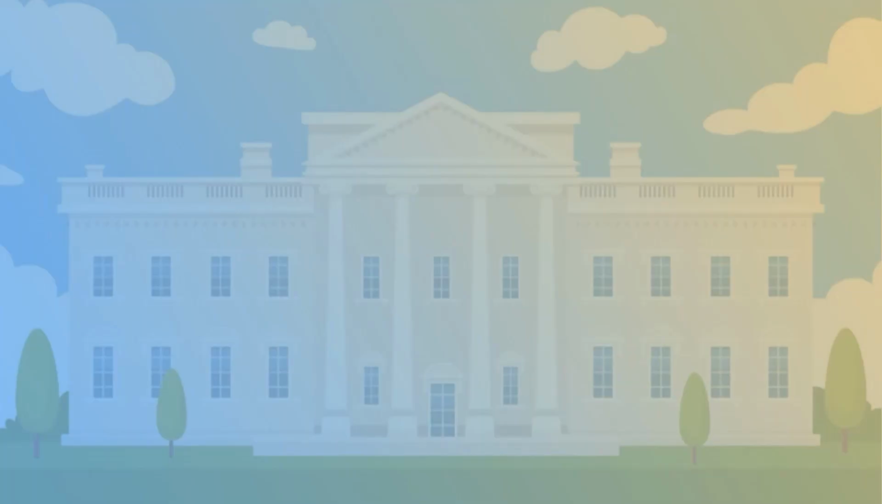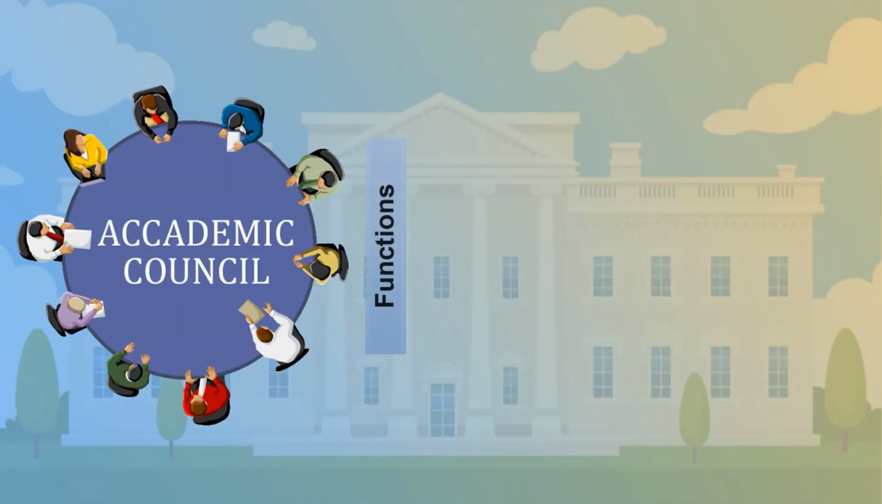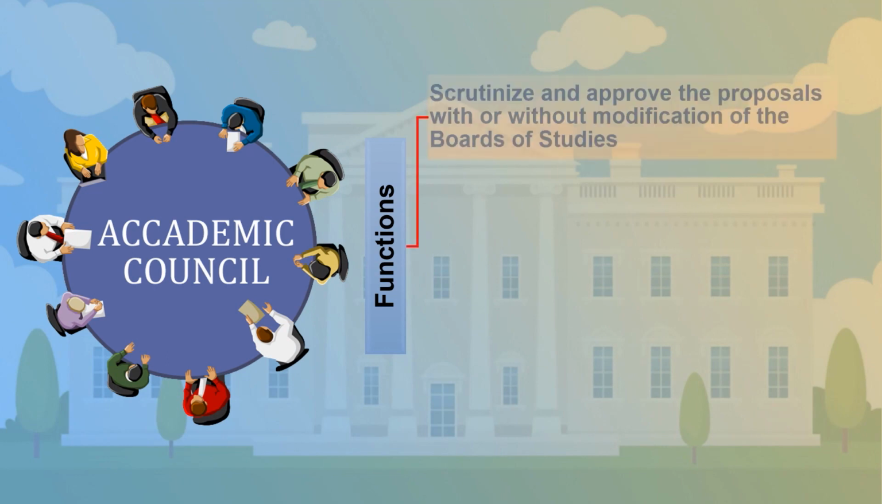The next committee is academic council. The term of the nominated members shall be 3 years. Academic council shall meet at least twice a year. Functions of the academic council: to scrutinize and approve the proposals with or without modification of the board of studies with regard to courses of study, academic regulations, curricula, instructional and evaluation arrangements, etc.